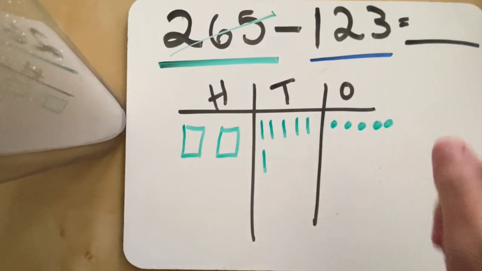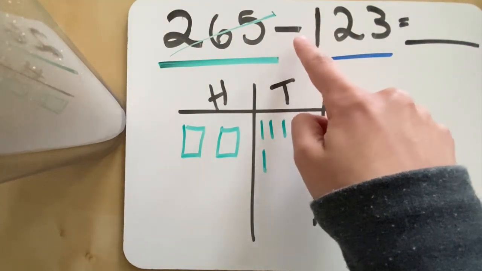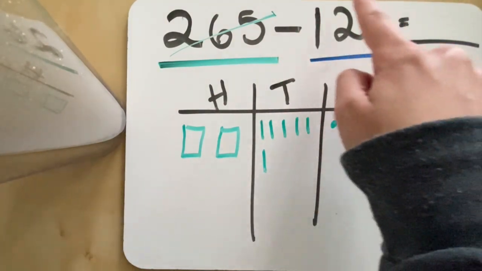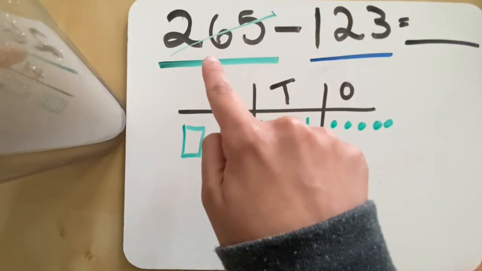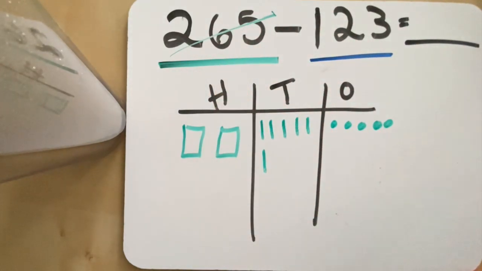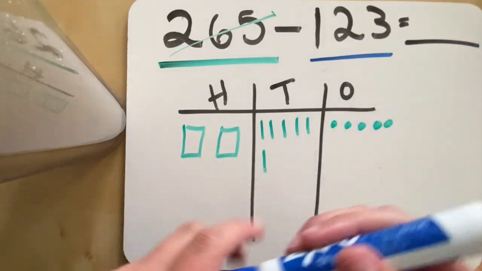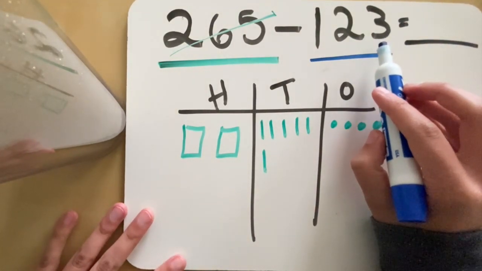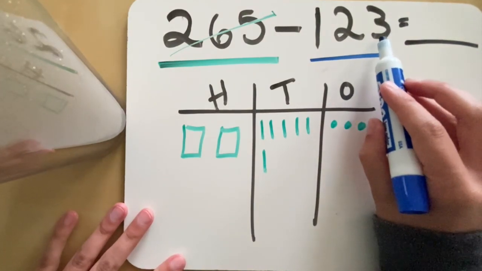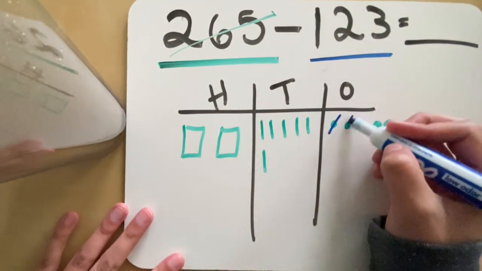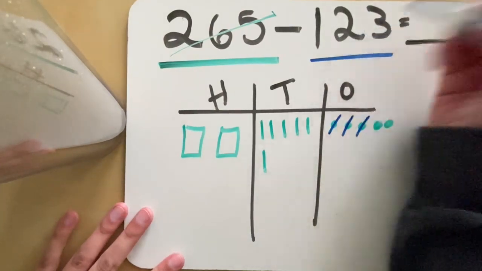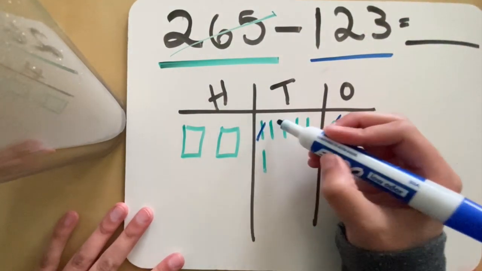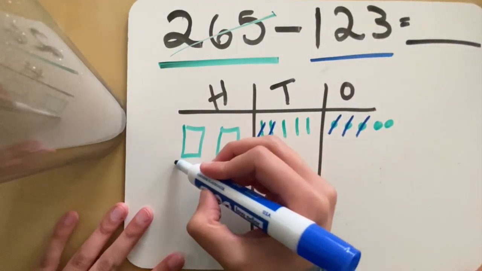Next, let's make sure we're looking at our operation. We are subtracting, so we are taking 123 away from 265. So instead of plugging them in like addition, we're crossing them out. So let's look at our ones first. Always start with the ones place. You're going to look here. I see 3 in the ones. 1, 2, 3. I see 2 in the tens. And 1 in the hundreds.